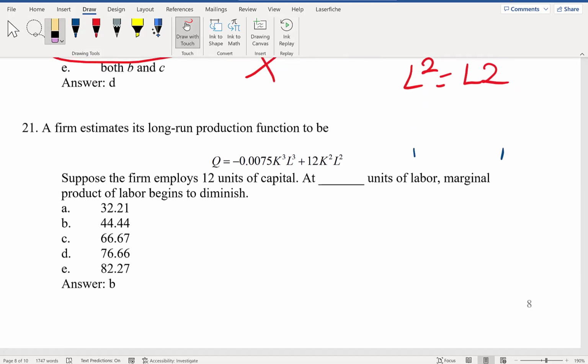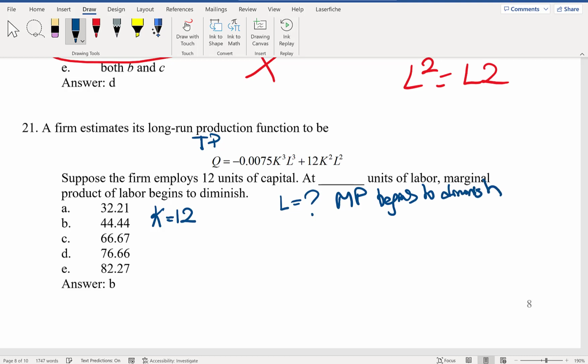Okay, question number 21. Alright, this is a cool question. It asks me, given this output function, the long run production function, which is also total product, suppose that the firm employs 12 units of capital. So I know capital is 12 units. We're trying to find the units of labor such that marginal product begins to diminish.